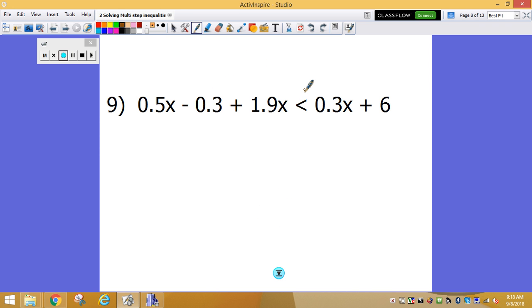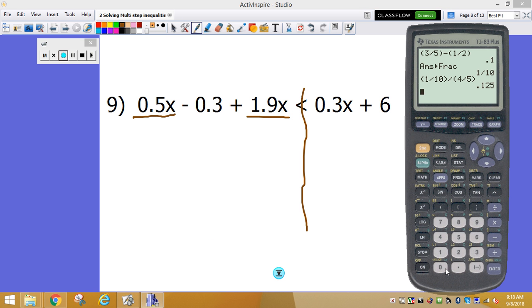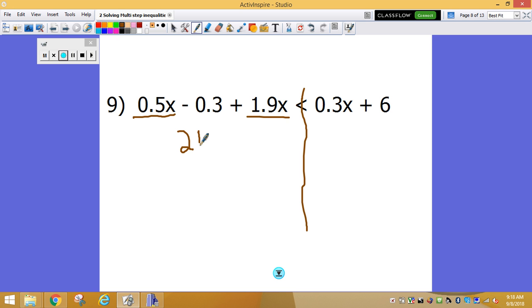All right, example 9, we got some decimals, but that's fine, again, because we get a calculator. So first thing I see right here on the left is I can combine those x's. So I'm going to do 0.5 plus 1.9, and that gives me 2.4x. I'm going to bring down minus 0.3. I'm going to bring down my inequality. I'm going to bring down 0.3x and plus 6.